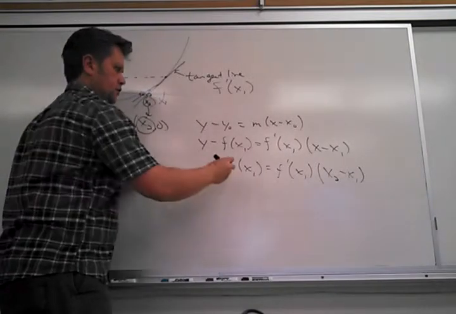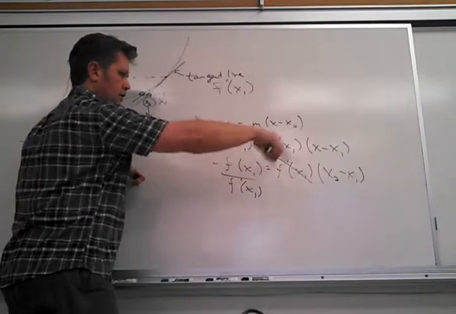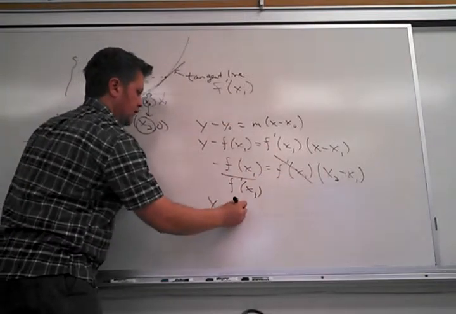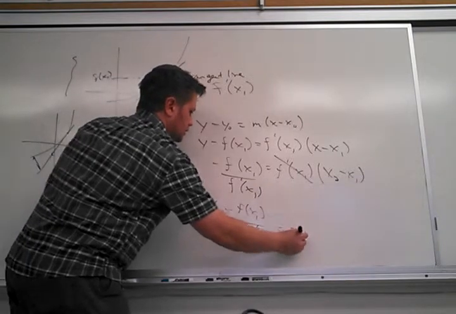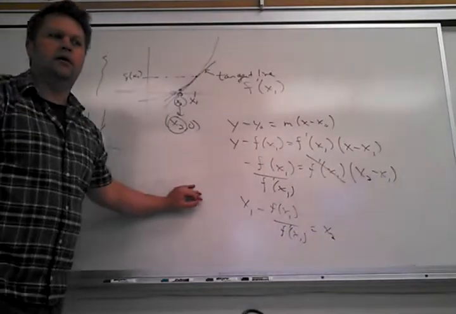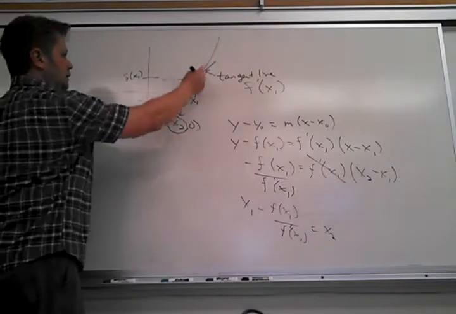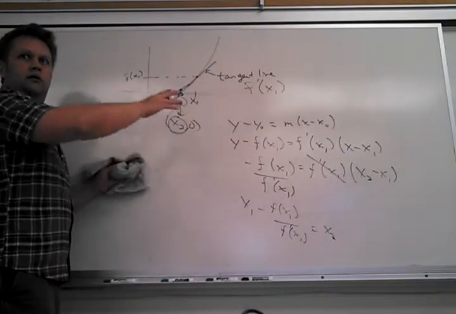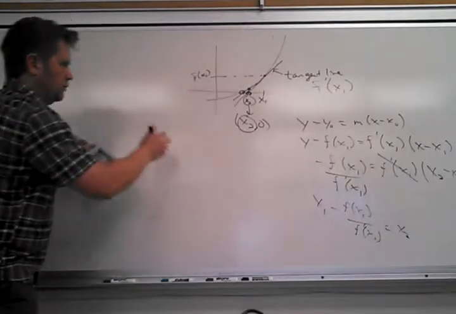Divide by f prime of x. Yeah, divide by f prime, and then add x1. So I get x1 minus f of x1 over f prime of x1 equals x2. And the really nice thing is, you would think that I would have to start all over again and go through the whole thing.